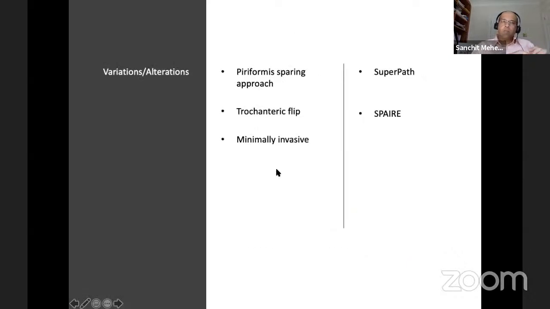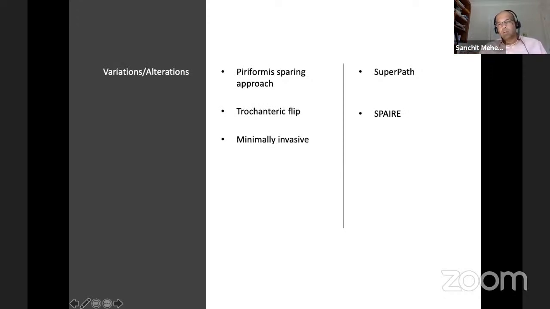Then there came lots of variations and alterations on the theme. So within the posterior approach, they talked about the piriformis sparing approach. You have the trochanteric flip for hip preserving surgery, and then the minimally invasive approach, so you don't have to have as big an incision. All of these were aimed at function, early recovery, and was supposed to enhance recovery pathways, if you like.